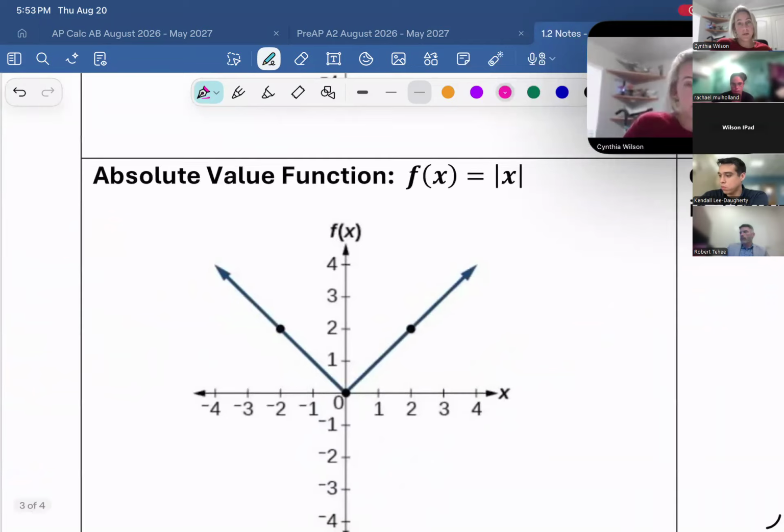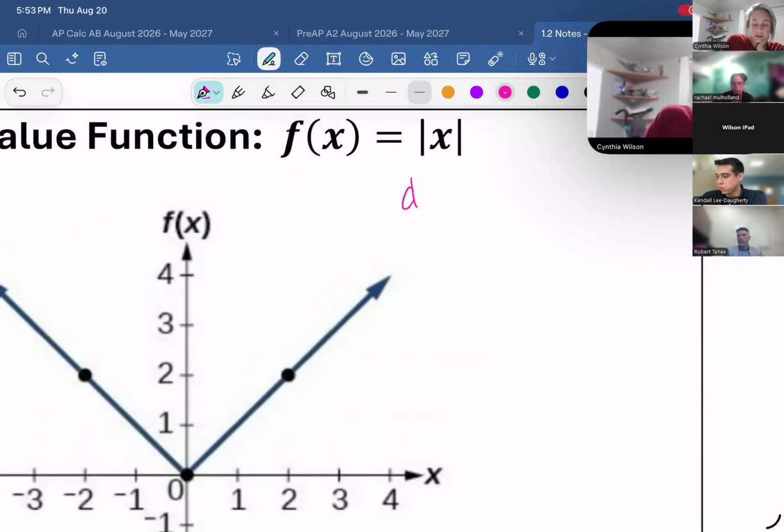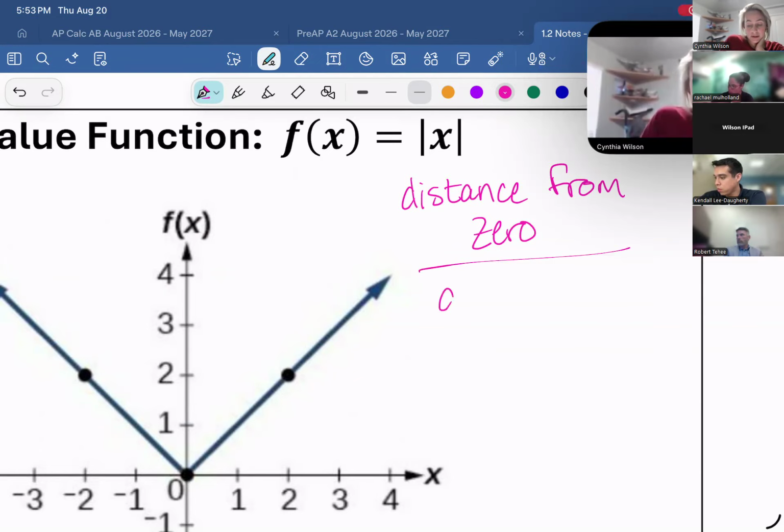Our next one is probably one of the more recognizable graphs. All right, this is the absolute value. Okay, absolute value is a V-shaped graph. So taking it back a little bit, absolute value means distance from 0, and distance is always positive.